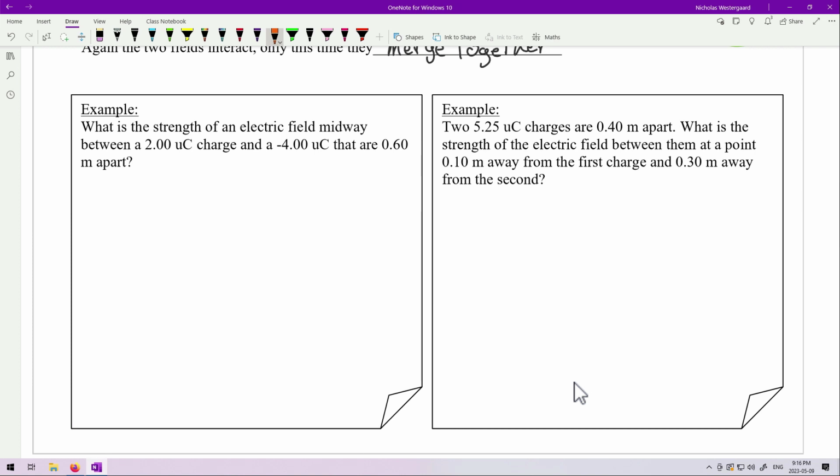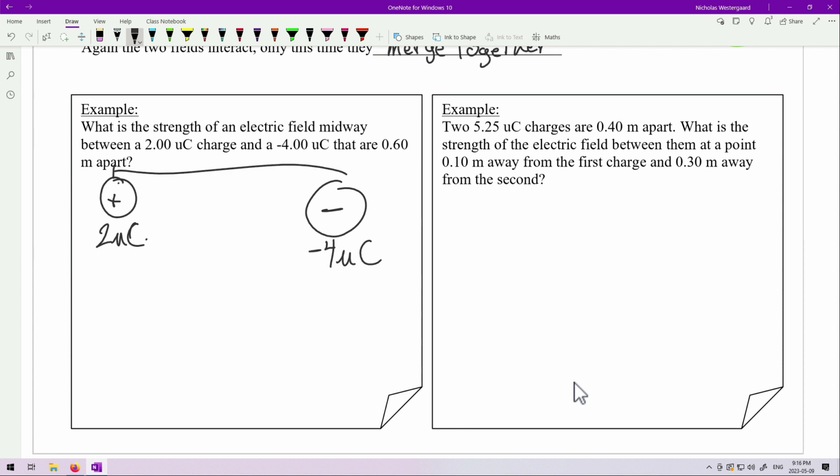So to bring it together, what's going on here? Can we also do these things numerically? And the answer is yes. And we do this the exact same way that we've been doing our forces. Say I have the strength of an electric field midway between a 2 microcoulomb charge and my negative 4 microcoulomb charge. And if they're 0.6 meters apart, midway, right here, this point has to be 0.3 meters from each one, 0.3 meters.